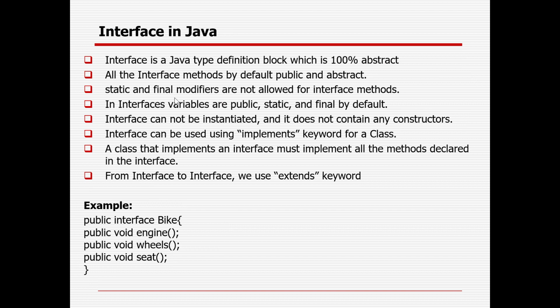So an interface in Java is a type definition block which is 100% abstract. All the interface methods are public and abstract by default. Static and final modifiers are not allowed for interface methods. In an interface, variables are public, static and final by default. An interface also cannot be instantiated because it is abstract in nature and does not contain any constructor. An interface is used with the implements keyword for a class. I told you, class to class is extend, interface to interface is extend.